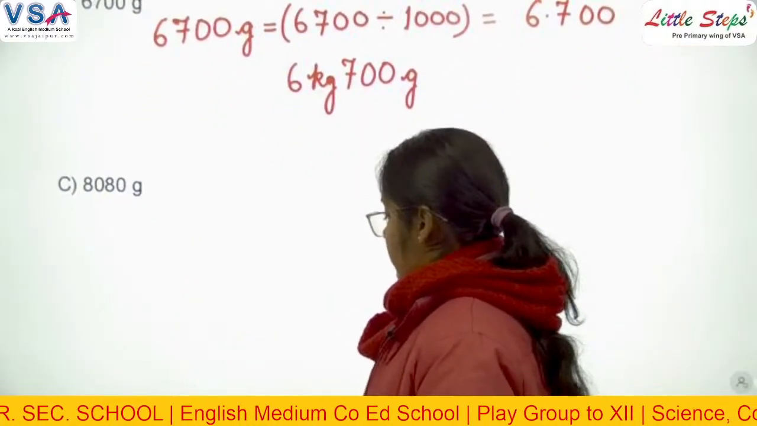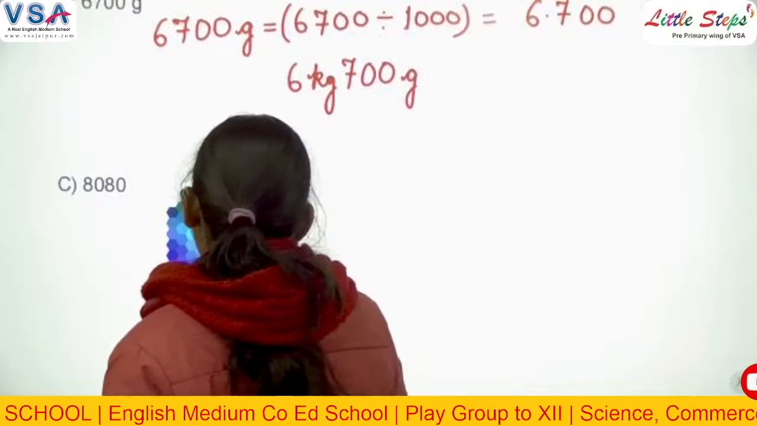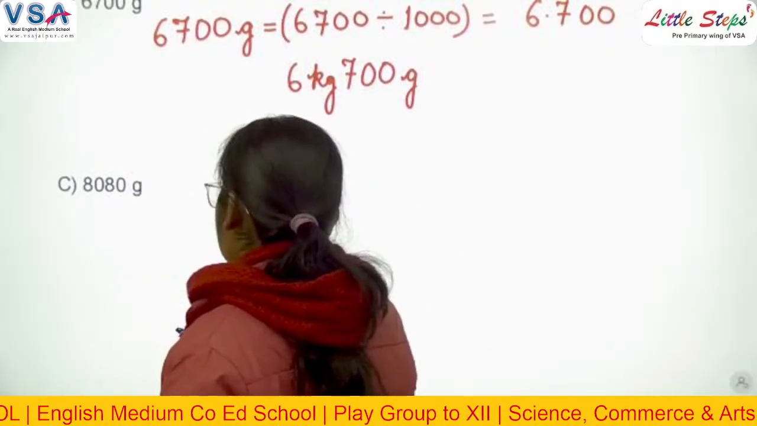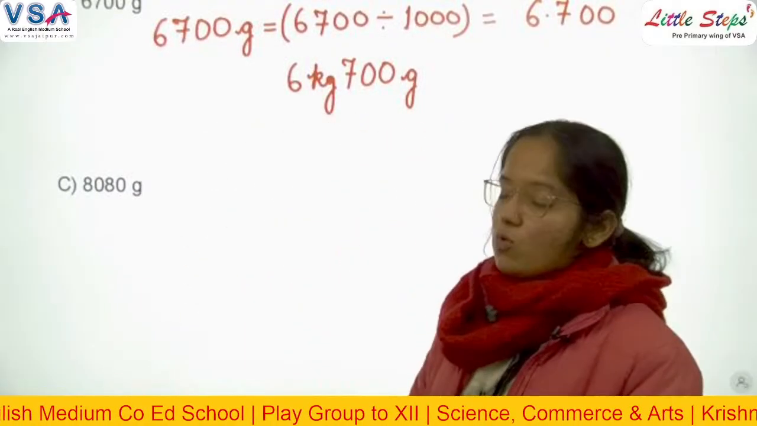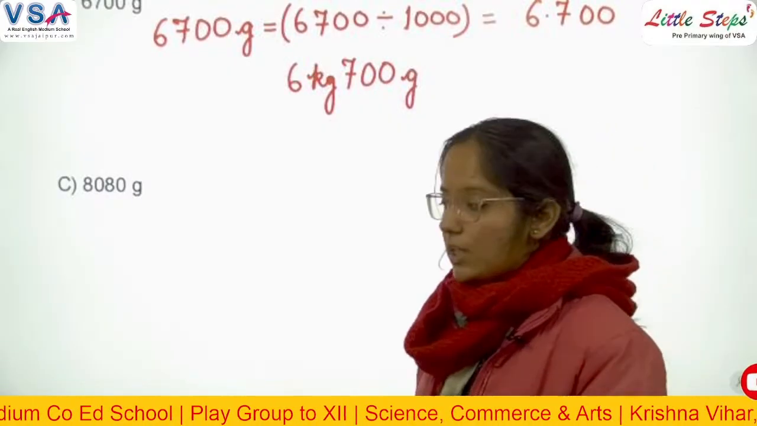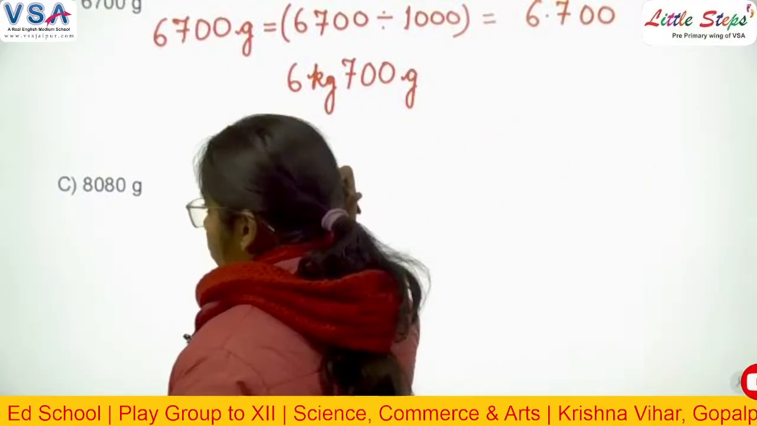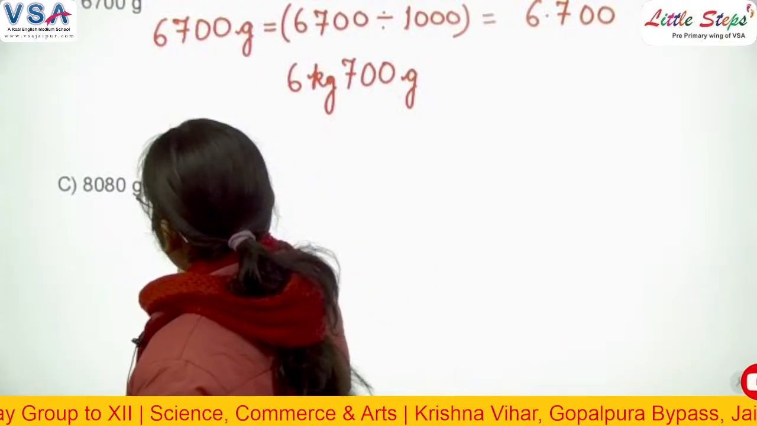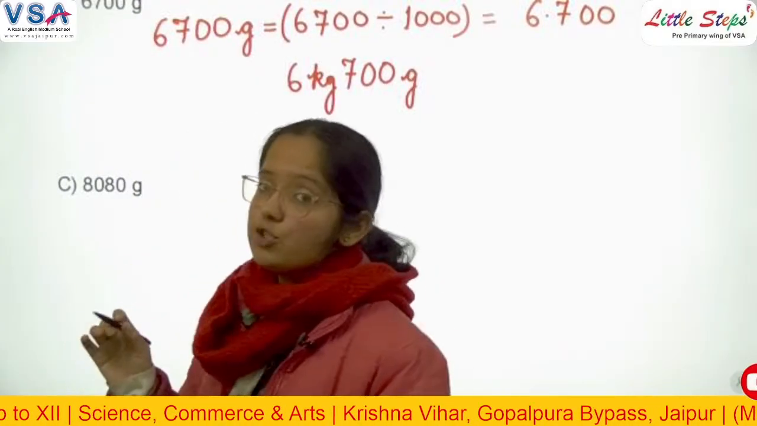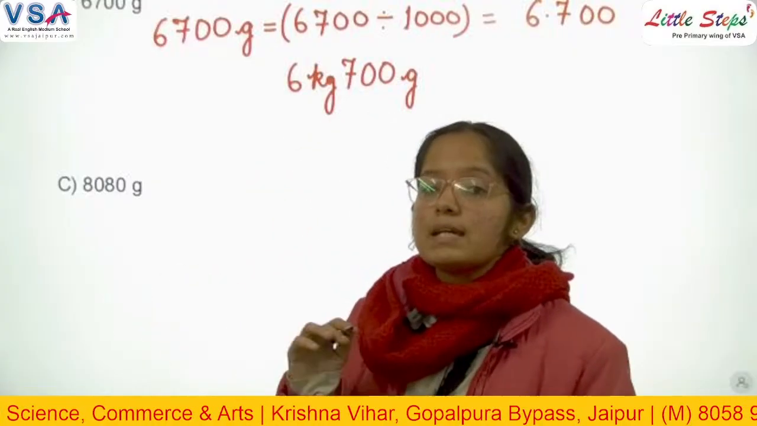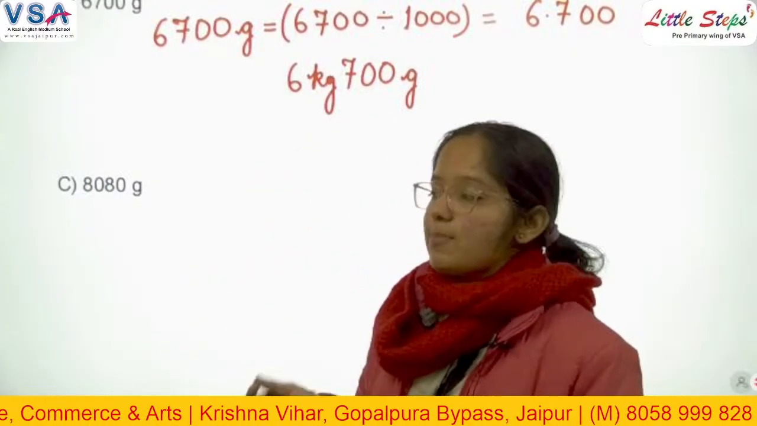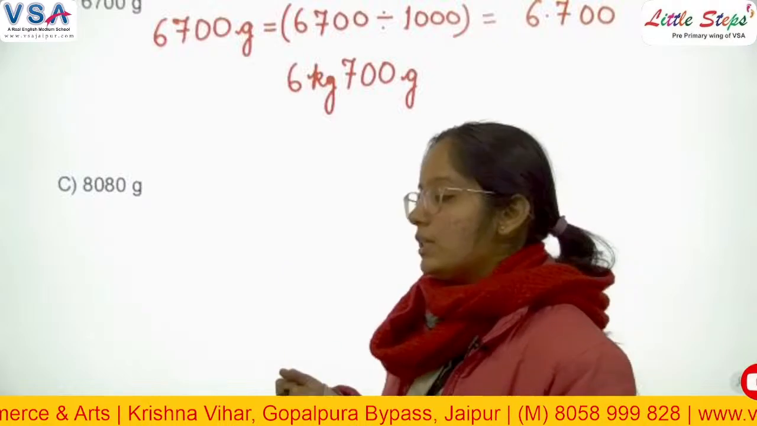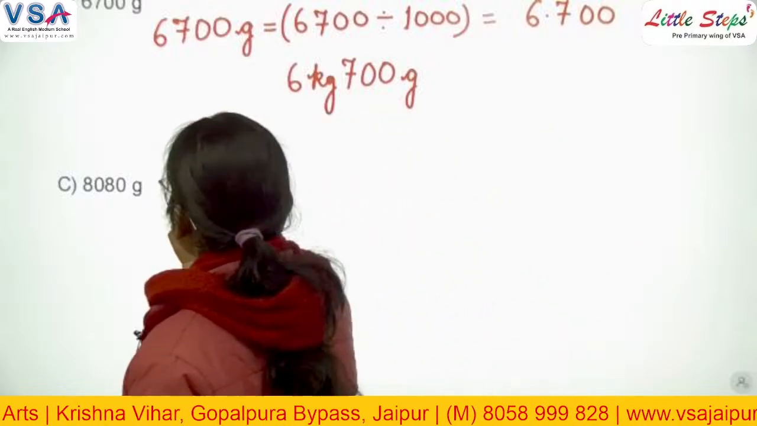This is the first thing. If we say, let's move ahead. Next one is 8,080 grams. So we have here 8,080 grams. We know that 1 kg is equal to 1,000 grams. Kg is bigger and gram is smaller. So we will divide it by 1,000.